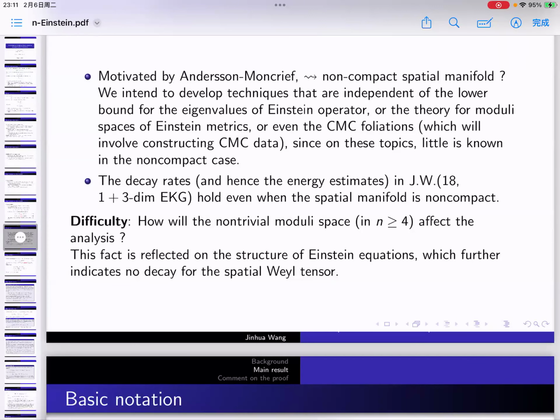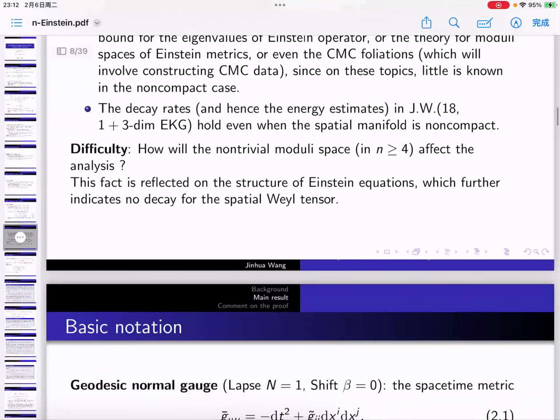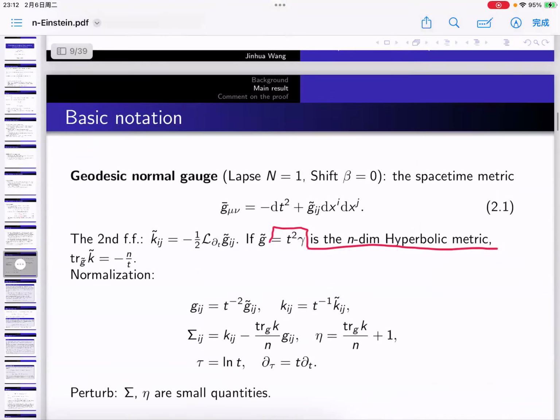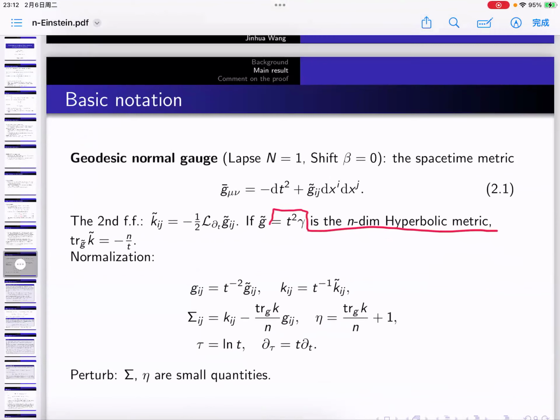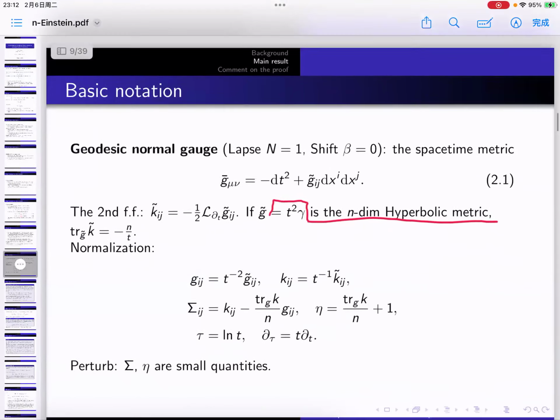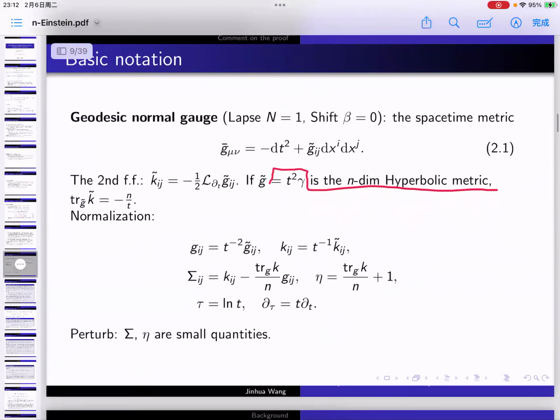But in this higher dimension case, how will this non-trivial moduli space affect the analysis? This fact is reflected in the structure of the Einstein equation, which further indicates no decay for the spatial Weyl tensor. And we will see this in the proof. Now let's come to the statement of the main results. Before that, I will introduce some basic notations.